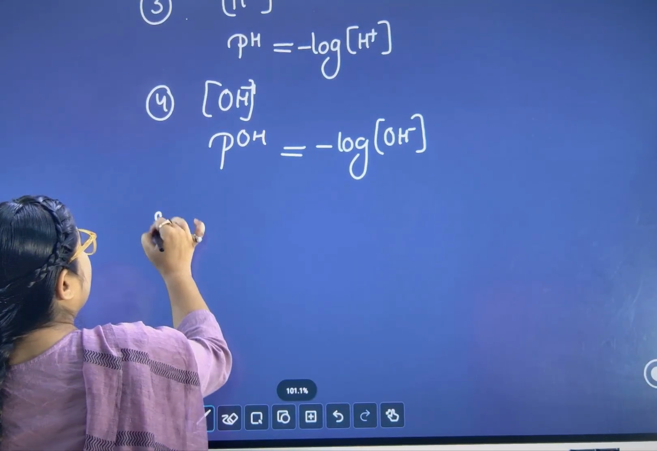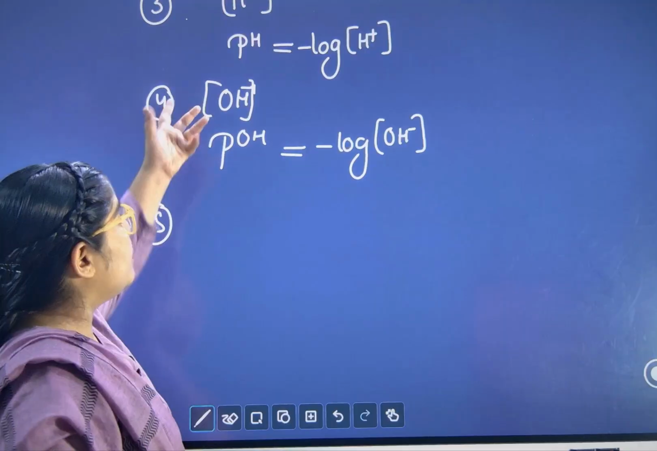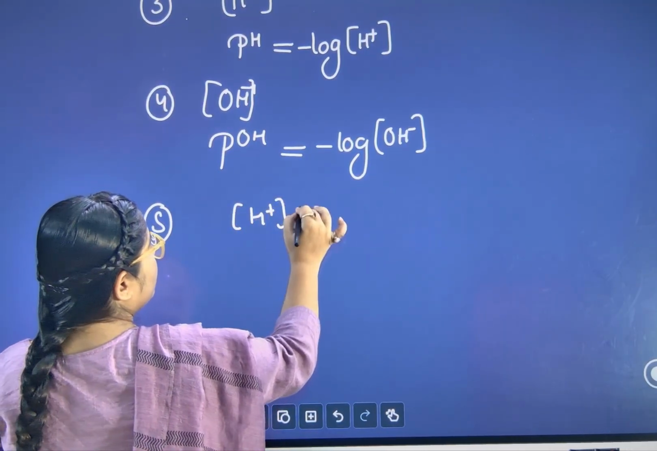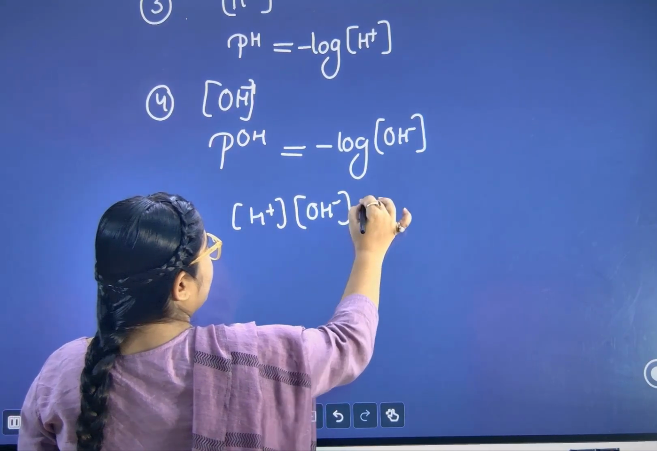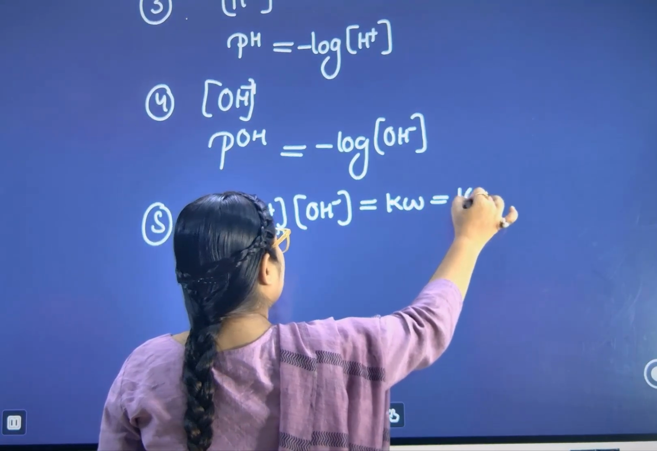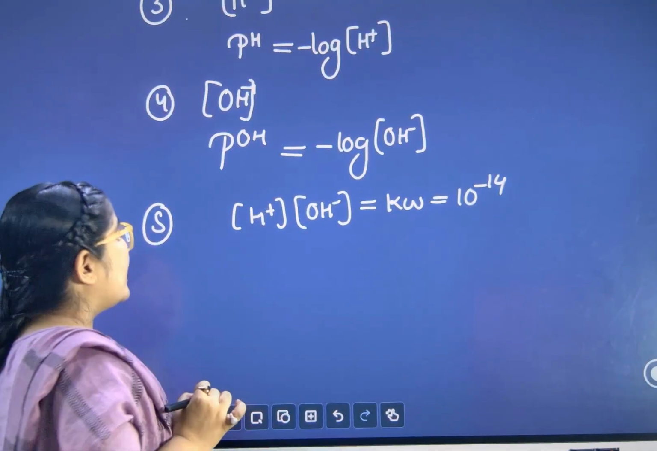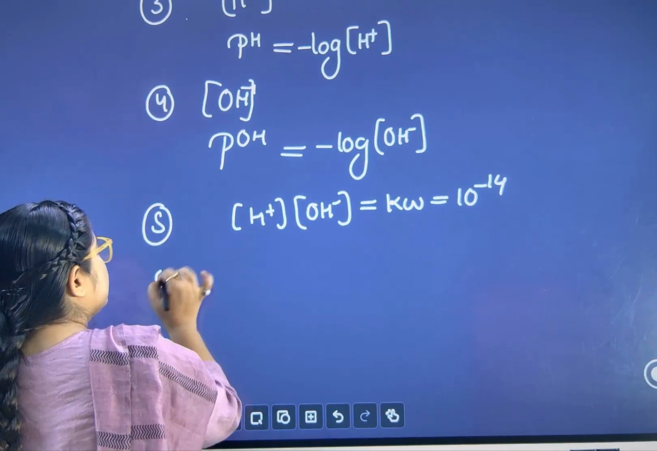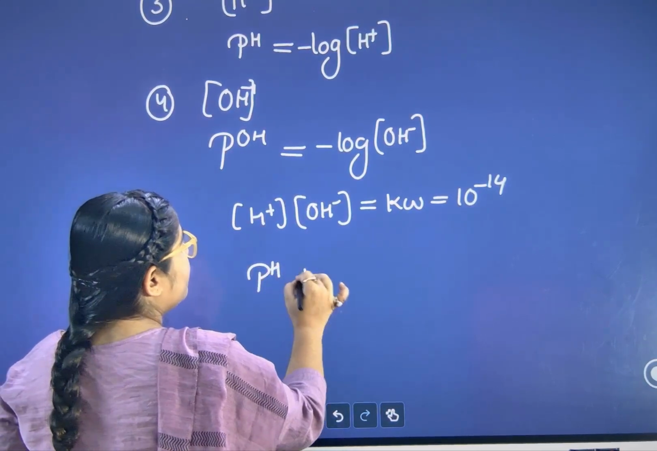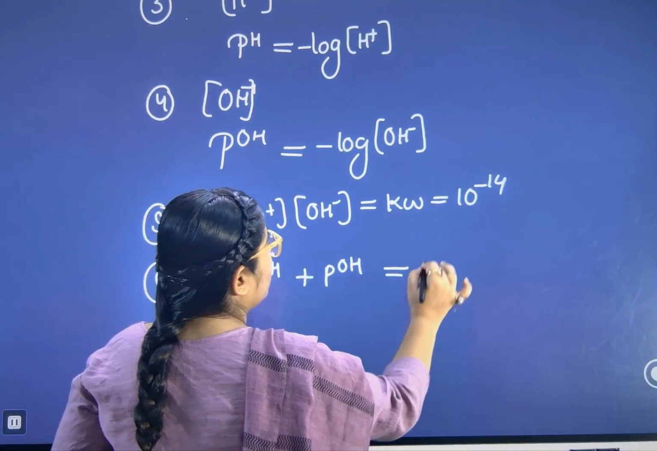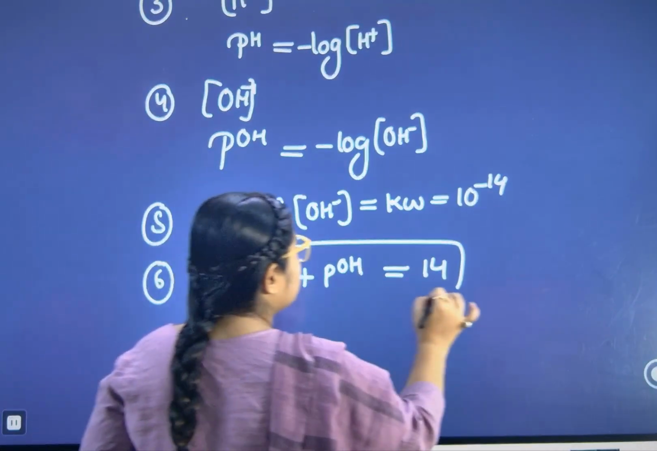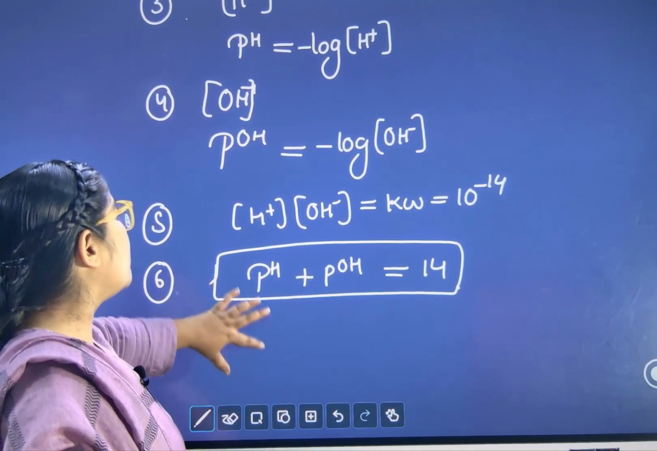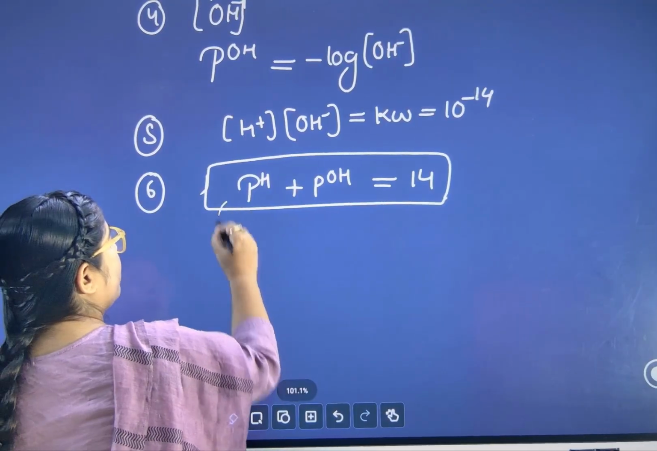Now here the fifth. If I know pH and pOH, can I write it like this? We know H plus ion into OH minus ion is equal to Kw, and that is our 10 to the power minus 14, right? So can I write H plus ion as pH and OH minus ion as pOH? We can write. So can I get the sixth relation here? pH plus pOH is equal to 14. Very important relation. Write it down as a star point.